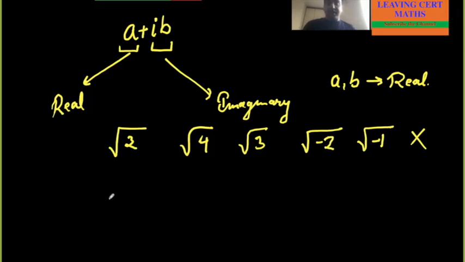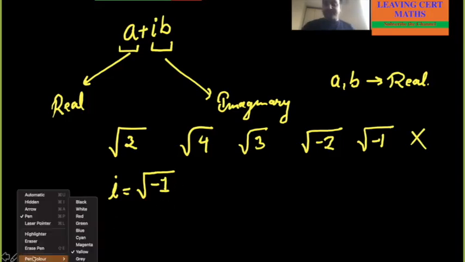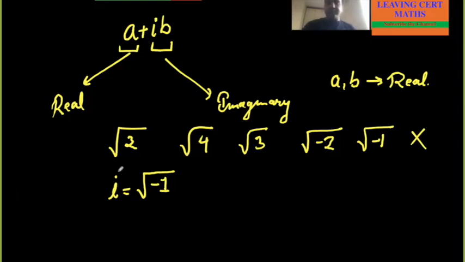You just have to remember that i is under root minus 1. So if i is under root minus 1 and I take the square of both sides, can I write i square will be the square of under root minus 1? Whenever you take the square of an under root, the sign will go off and you will get minus 1, right?